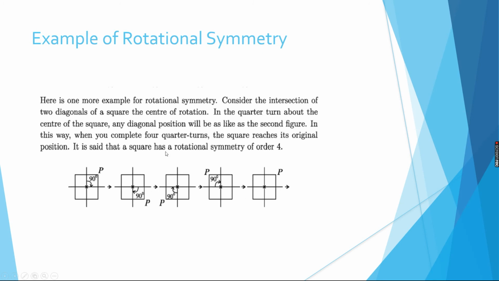Now here is another topic. Here is one more example of rotational symmetry. Consider the intersection of 2 diagonals of a square as the center of rotation. In a quarter turn about the center of the square, any diagonal position will be as in the second figure. In this way, when you complete 4 quarter turns, a square reaches its original position. It is said that a square has a rotational symmetry of order 4. It is just like the example we discussed before, the fan blades.